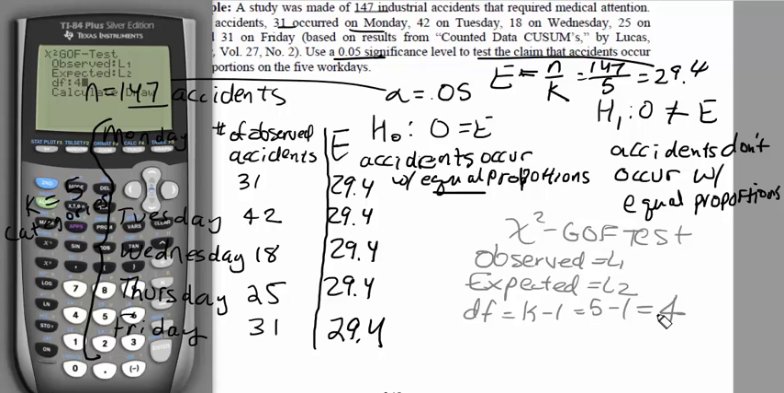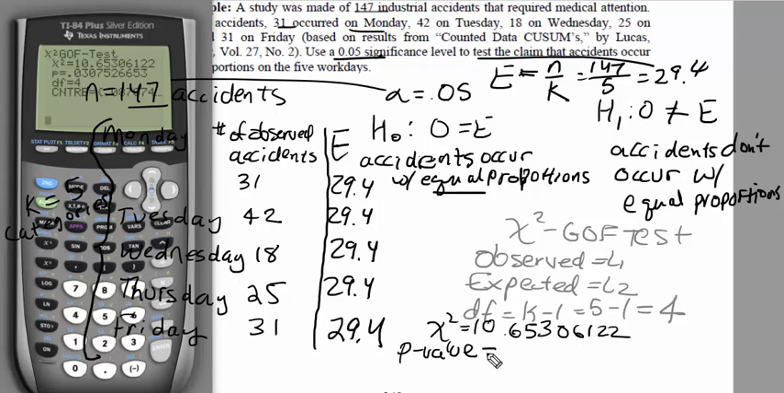So I'm going to go down and hit calculate here, and then write down the test statistic or the chi-squared value of 10.65306122 and the p-value of 0.030752653.